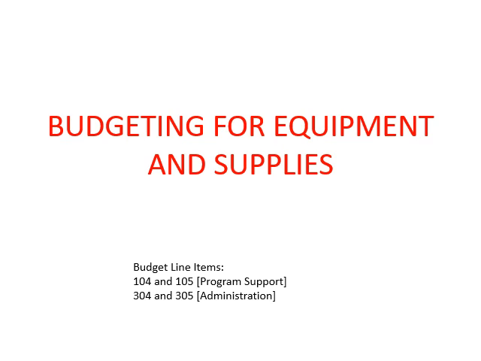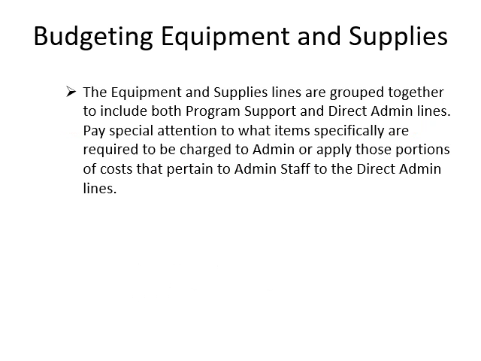This video addresses budget line items 104 and 105 in the program support category, and budget line items 304 and 305 in the administration category. The equipment and supply lines are grouped together to include both program support and direct admin lines. Pay special attention to what items specifically are required to be charged to admin, or apply those portions of cost that pertain to admin staff to the direct admin lines.